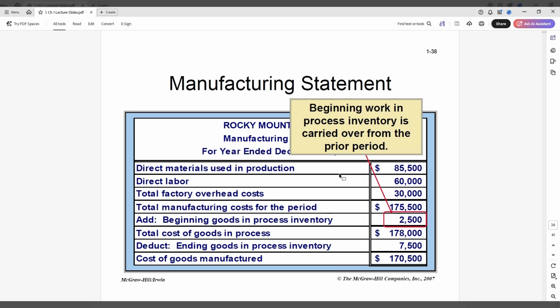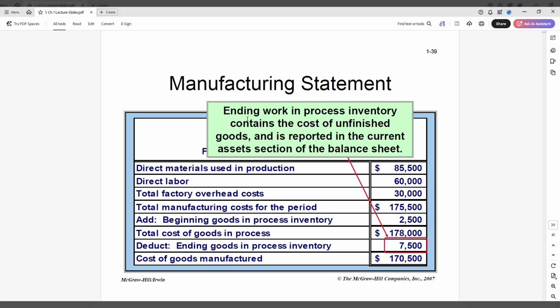Beginning WIP, again, is just carried over from the prior period. We usually start the month off with something. We don't clear out the whole manufacturing process every month at the very end of the month and say, okay, now we're going to have a whole new shipment of inventory arrive on day 1 of the next month, right? This is always just a continuous cycle of production.